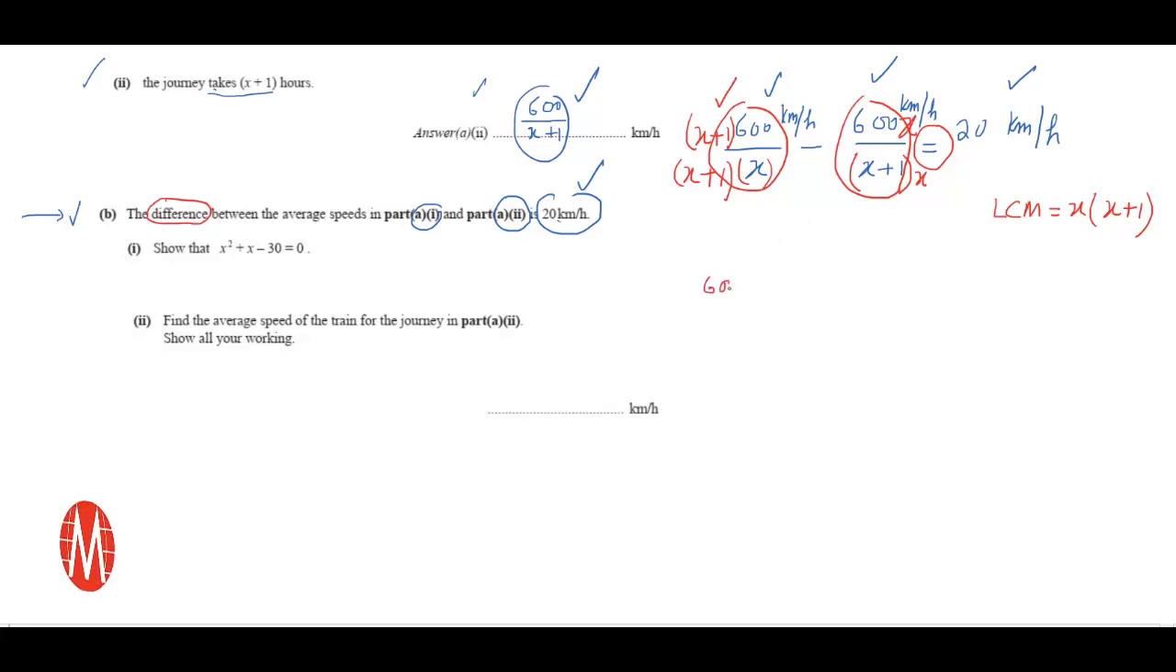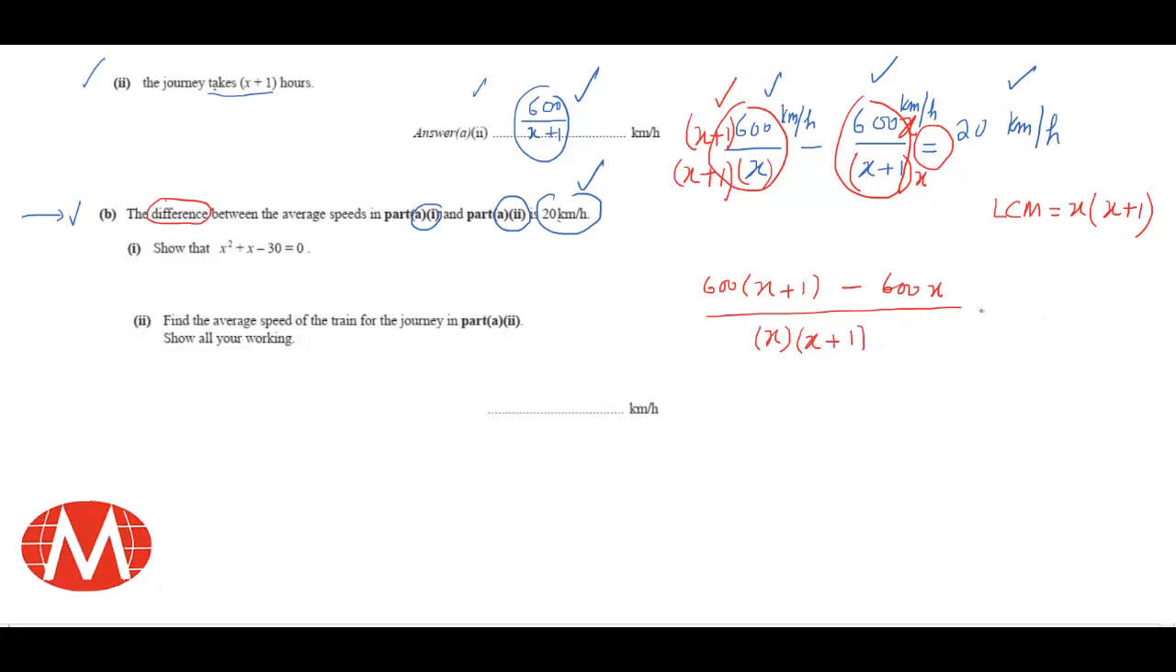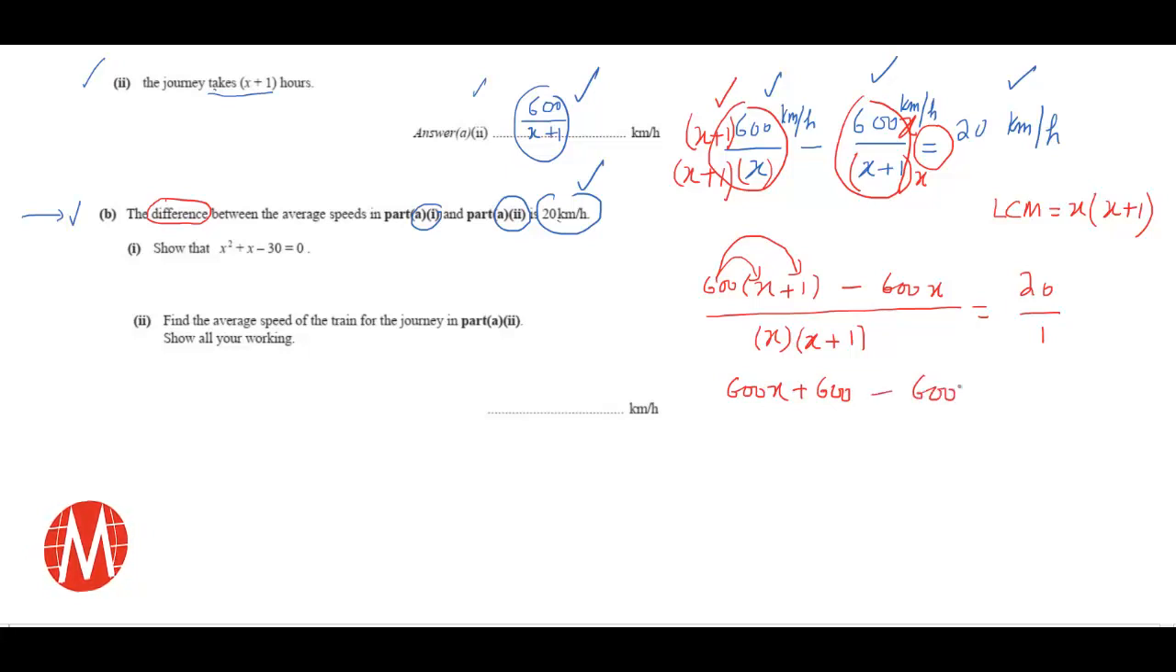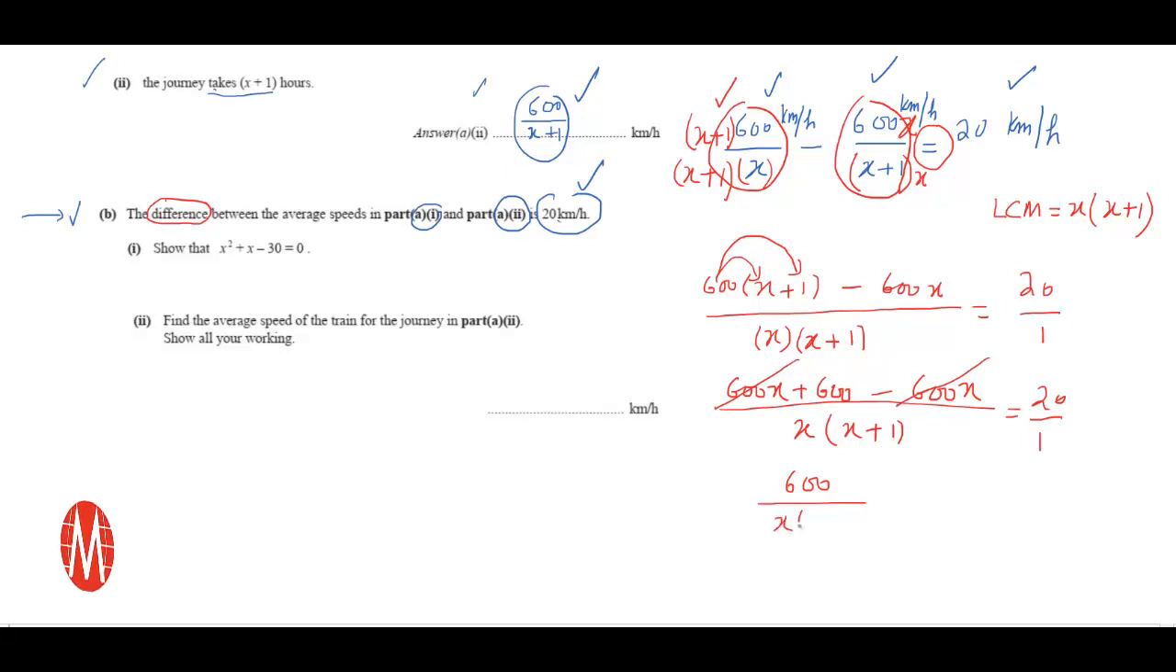So now it is 600 times x plus 1 minus 600x. Now the denominator is the same, so I will write it as a single fraction. When the denominator is the same, write both fractions as a single one, and here let me write 20 over 1. Now just expand, multiply with this and multiply with this. It is 600x plus 600 minus 600x over x times x plus 1. Student, this 600x positive and this 600x negative cancel out, and we have simplified it to a single fraction.